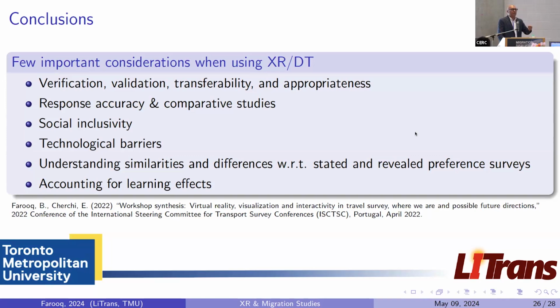Appropriateness is another dimension that we need to look at. Response accuracy, comparative studies, they all have to be done. Social inclusivity is important because, for instance, a person with blindness, how do we incorporate those people in our experiments? What are the kind of things that we can do for them? Similarly, there are others as well.